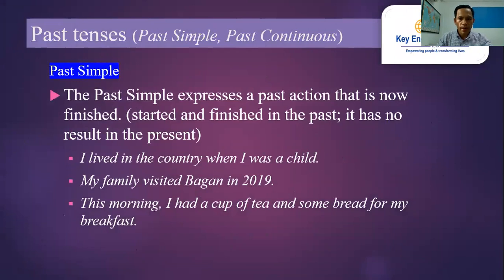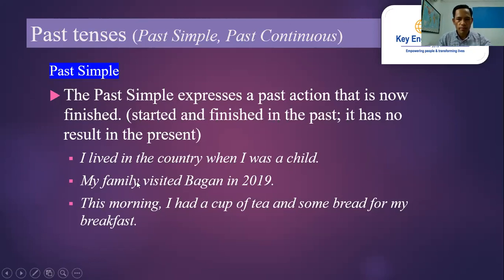The past simple expresses a past action that is now finished. So in this case, the action started and finished in the past. So it has no result in the present. Example, I lived in the country when I was a child. I lived in the village, right, when I was a child. Already finished. This is my childhood.